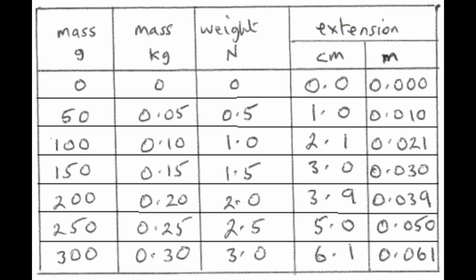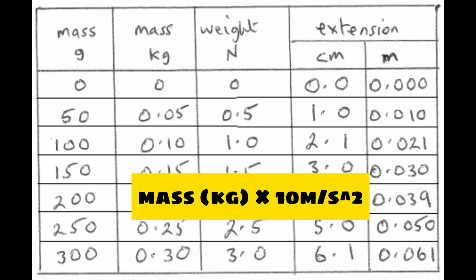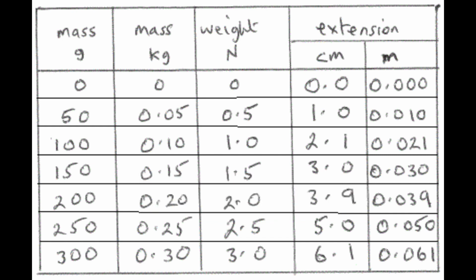Weight or force is mass times 10. We're using gravitational acceleration as 10, so that's where we get the newton values from. And of course we want to work in SI units, so we'll make a kilogram column and a meter column.